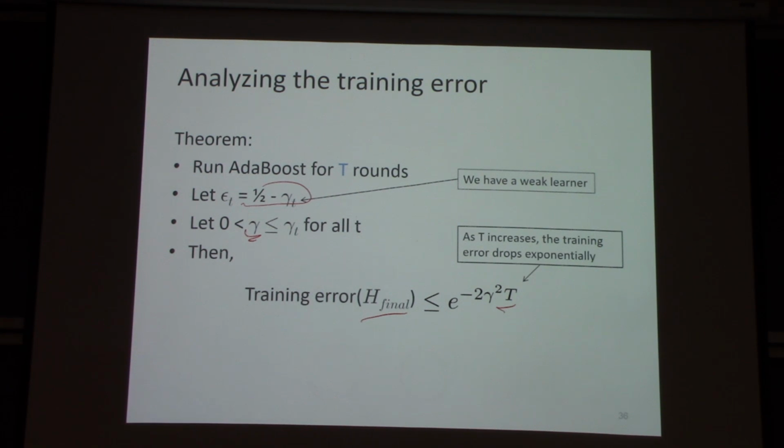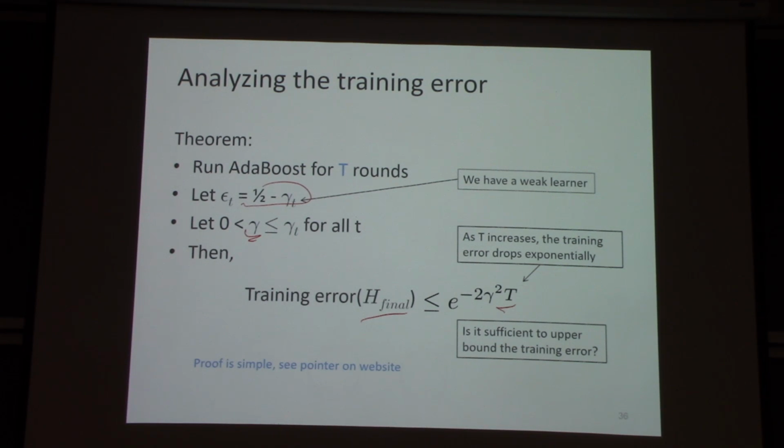And one way of thinking about this is, if you have a weak learner, you can boost it into becoming a strong classifier. You can boost it into discovering a hypothesis that makes very low training error. And I encourage you to look at the proof on the class website.